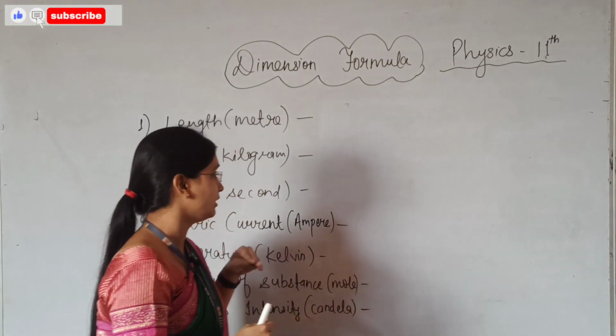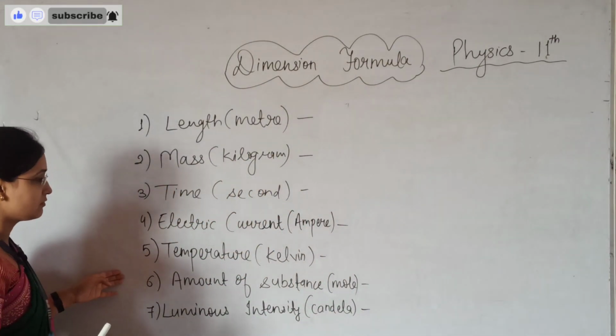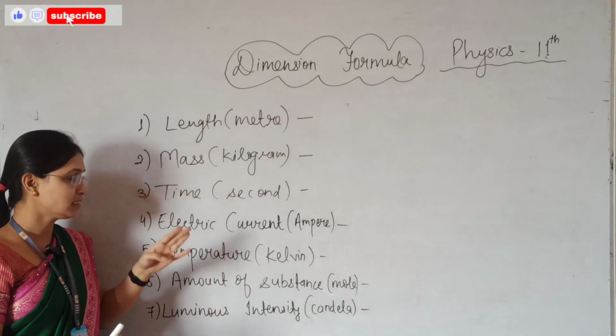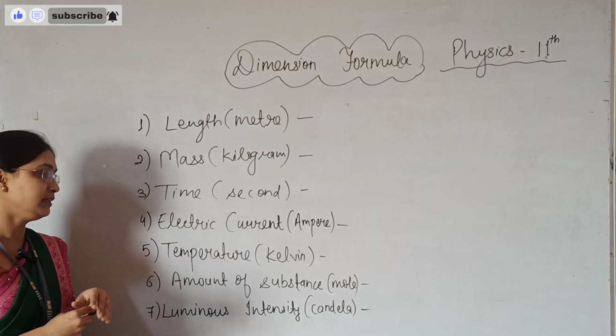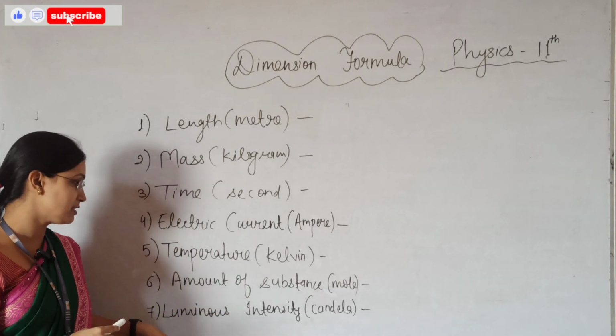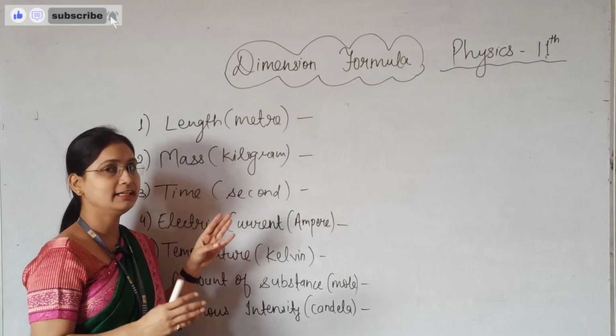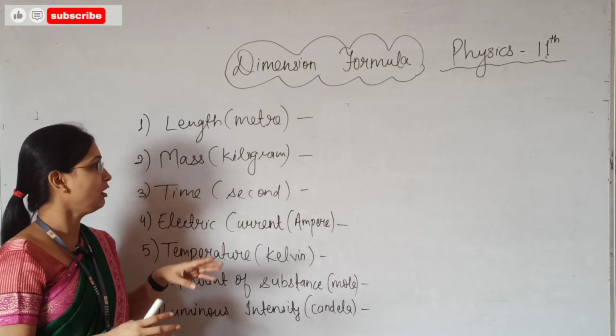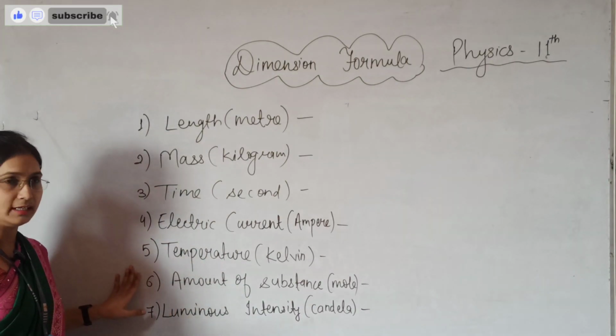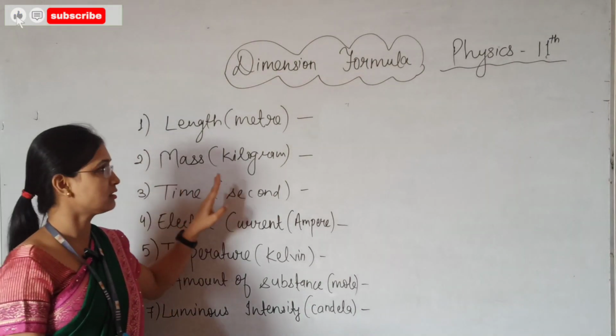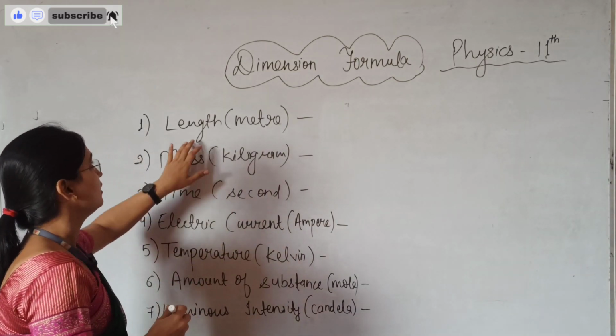And here are the quantities. There are seven quantities which are written here: length, mass, time, electric current, temperature, amount of substance, and luminous intensity. But when you have to find any dimension formula, you need only 5 physical quantities, and let me tell you what is the formula of these quantities.